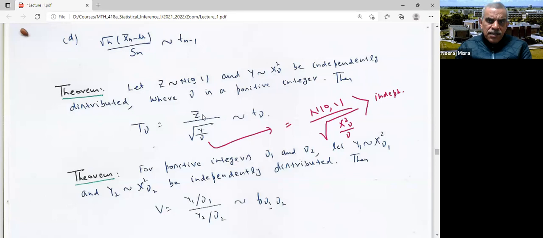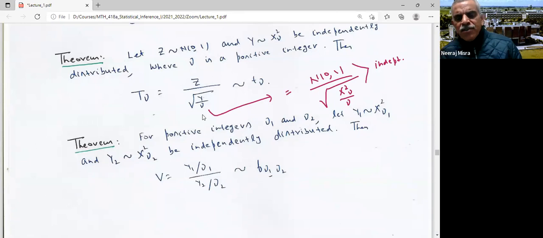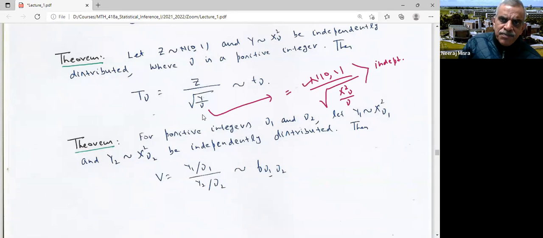So Z is normal 0, 1, Y is chi-square on nu, and Z and Y are independent. Then if I take their ratio with Y divided by degrees of freedom, it would have a T distribution with nu degrees of freedom. So this is a very nice representation of a T distribution. Most of the time, I don't remember the PDF of a T distribution with nu degrees of freedom. But what I remember is this representation, that a T distribution can always be written as a ratio of normal 0, 1 and square root of chi-square divided by its degrees of freedom.